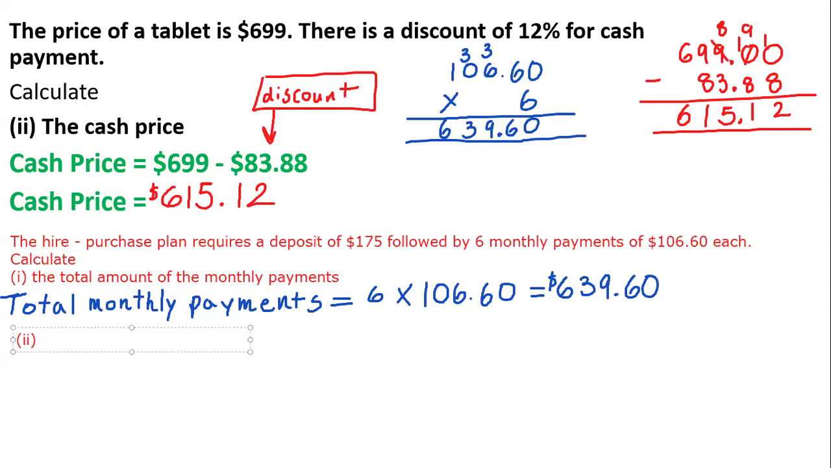Now, what if I want the total higher purchase price? How are we gonna get the total higher purchase price? The deposit plus monthly payment. Very good. So the total higher purchase price.